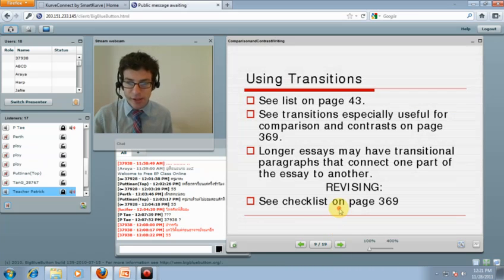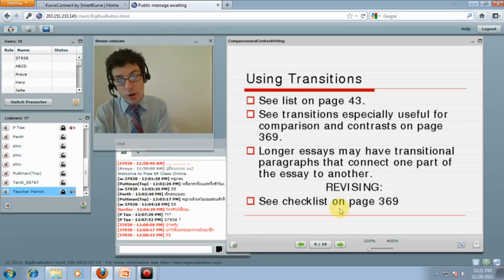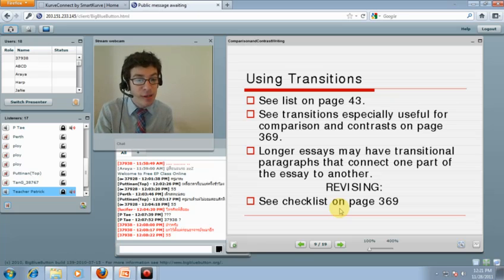Okay, using transitions. This says see list on page 43. That doesn't help. Let's just talk about transitions, though. Transitions are phrases or sentences that move you from one topic to the next. These are really important because they can help give your paper a sense of flow.